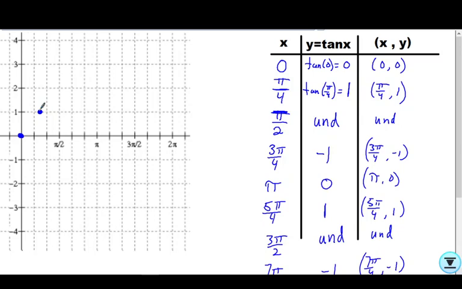Now, at pi over 2, my function's undefined. That means I have a vertical asymptote there at pi over 2. And I'm going to graph the one at 3 pi over 2 while I'm at it. So there are two asymptotes, and it's one period. Then 3 pi over 4, which is right here, -1. Pi is 0. 7 pi over 4 there, then -1, and 2 pi.